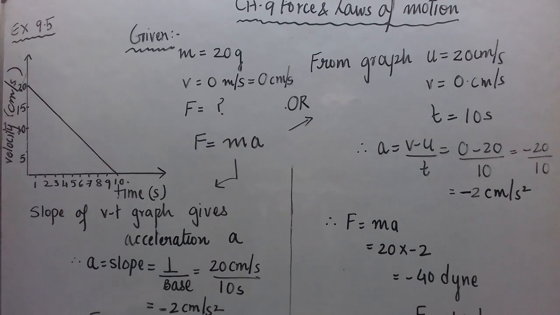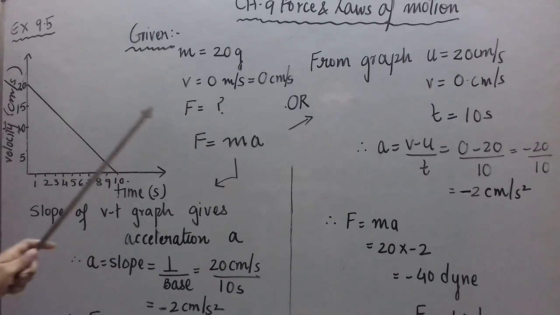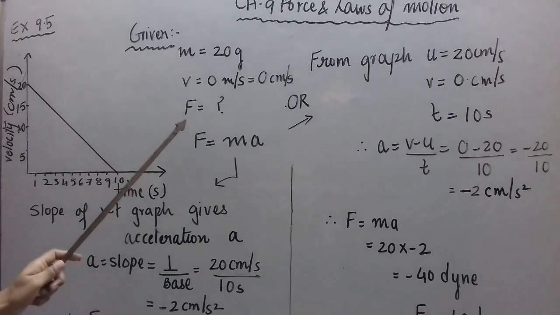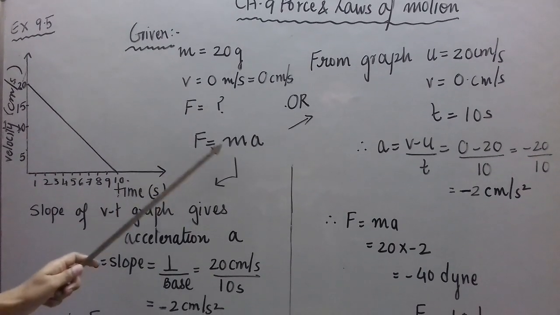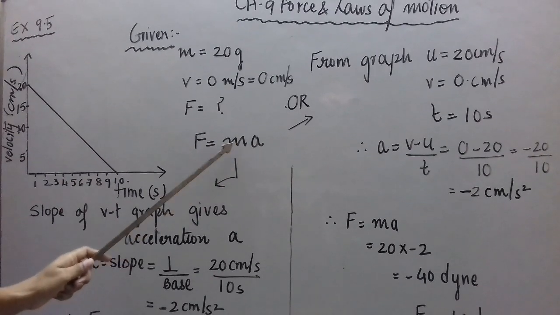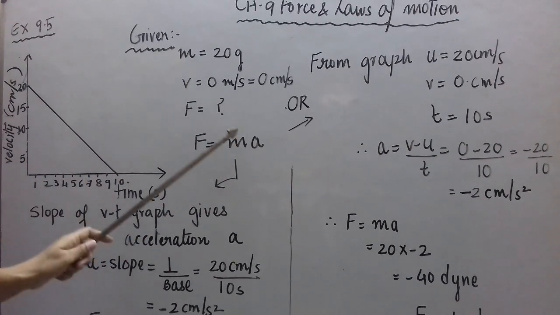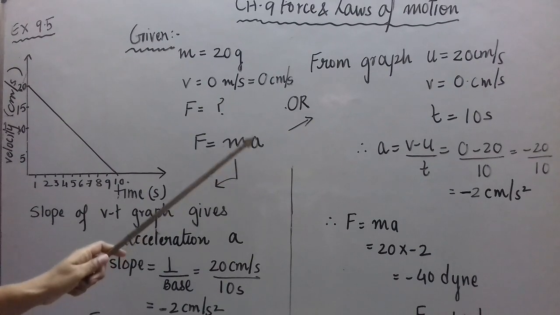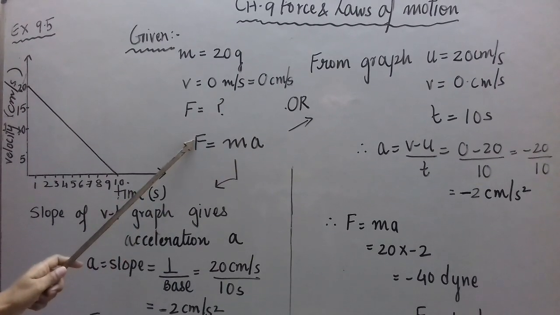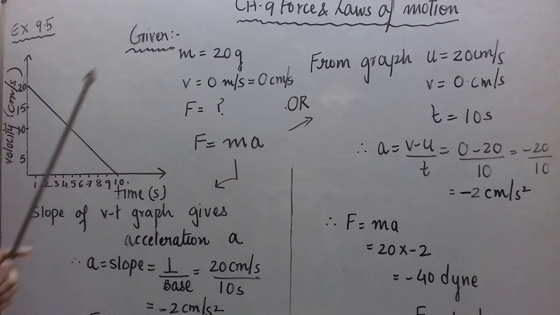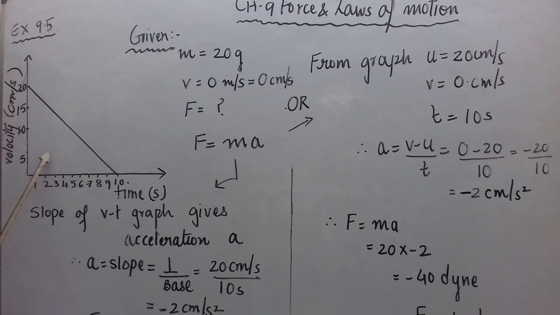Okay. Now I hope you have understood the question well. So this is a graph. We have to find the force. We know there is one formula for force. Force is mass into acceleration. Mass is already given here and acceleration we have to find in order to calculate F. So for acceleration we have to take the help from the graph.